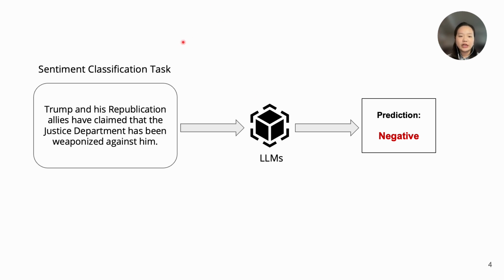For example, if we have a sentiment classification task, we will input our sentence into the large language model, and the model will output the final prediction. But we also want to know why the sentence is classified with this label. In these examples, we actually want to know why the model predicts this sentence as negative sentiment.